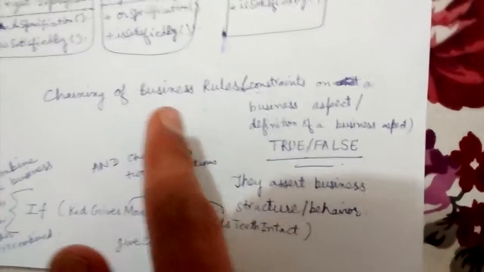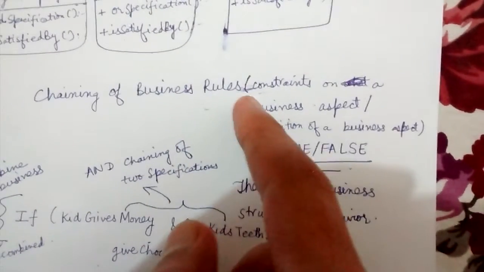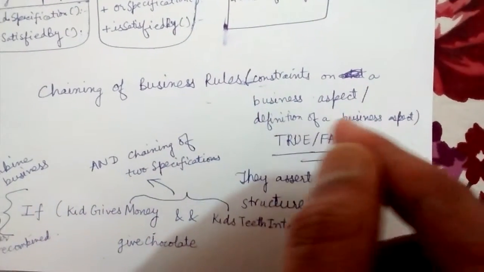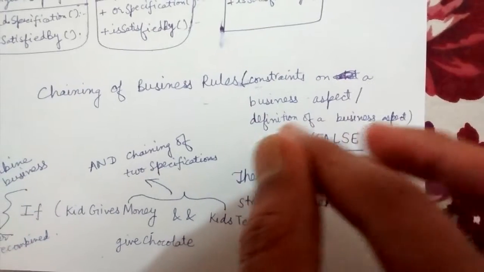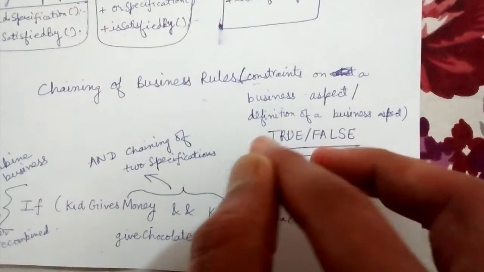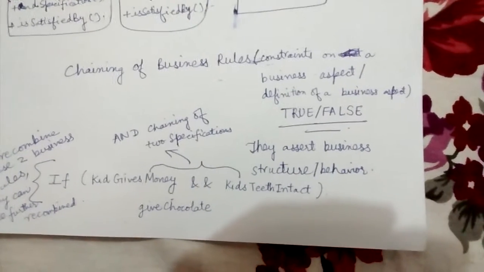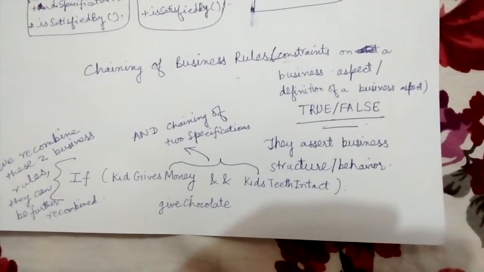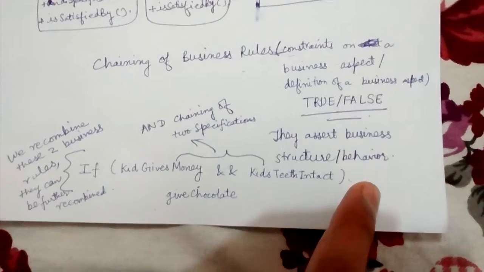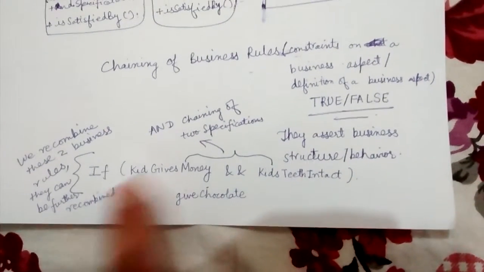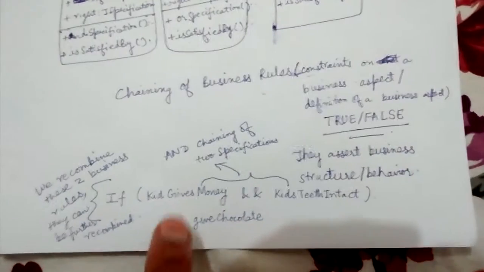So basically, what are business rules? They are constraints on a business aspect or a definition of a business aspect. They either evaluate to true or false. They assert a business structure or behavior. So let's look at an example to make all these abstract things clear.